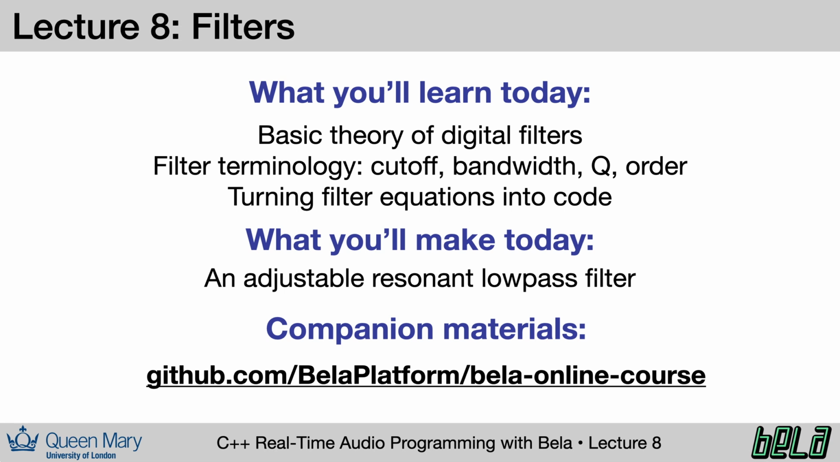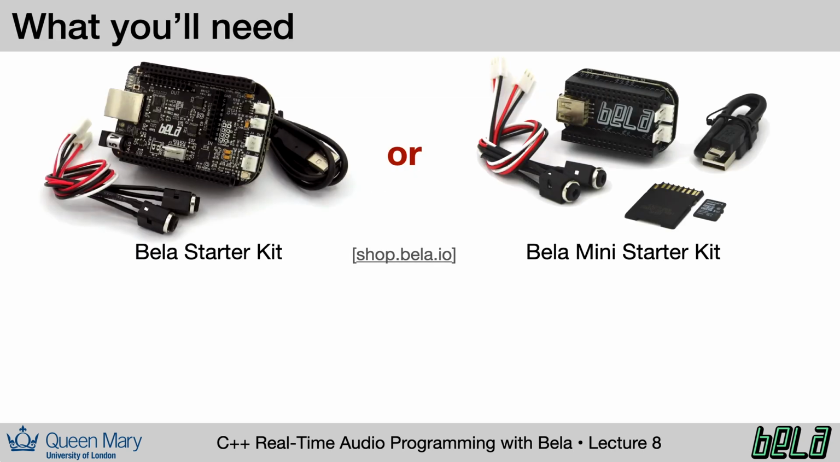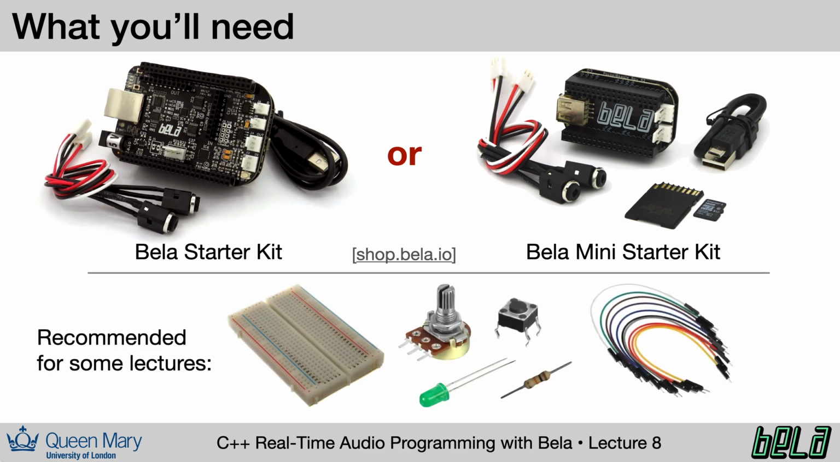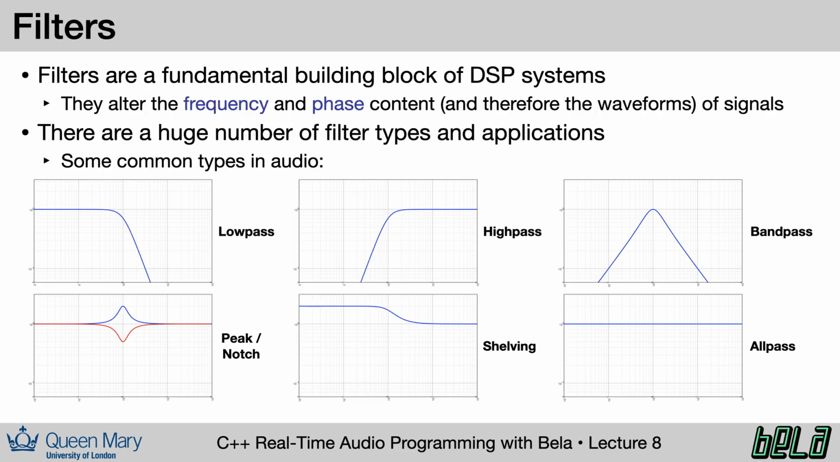As always, you can find the companion materials, including the code examples, at the GitHub link at the bottom of the screen. To follow along with these examples, you'll need a Bela starter kit or a Bela mini starter kit. Either will work equally well. At the very end of this lecture, I'll show you how to control the parameters of your filter using Bela's analog inputs and potentiometers. That will require a breadboard and some jumper wires. However, you can control the filter equally well with Bela's built-in browser-based GUI, so no electronic components are strictly required for this lecture. Let's start with the basics.